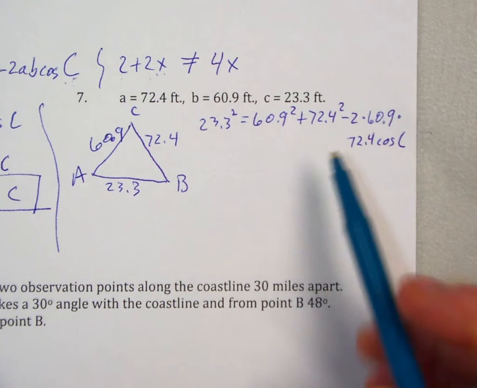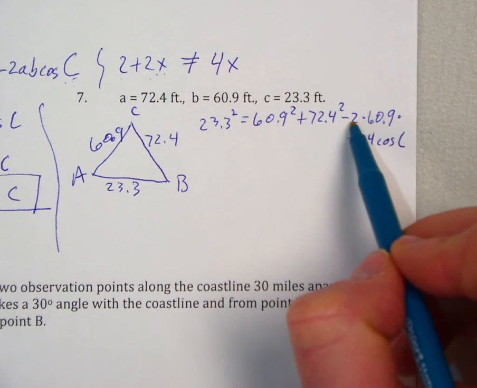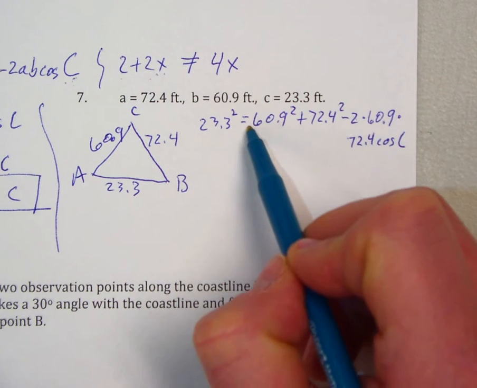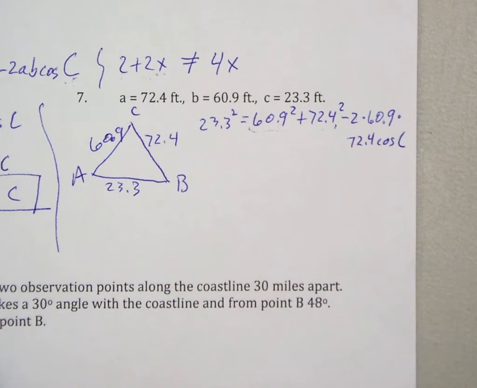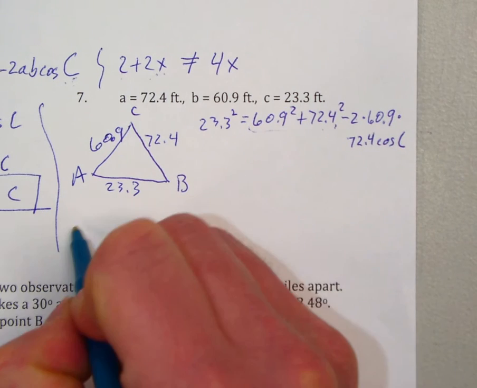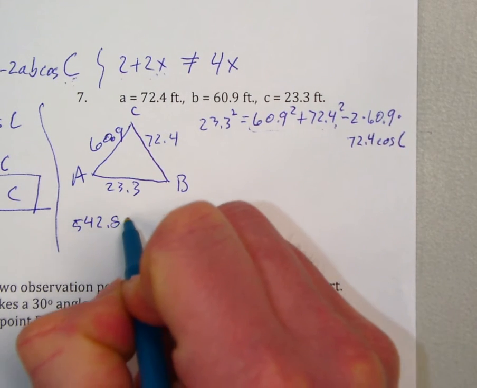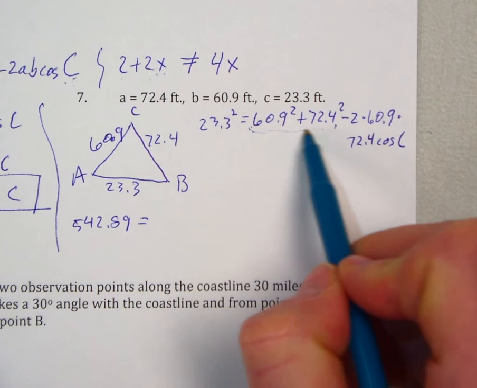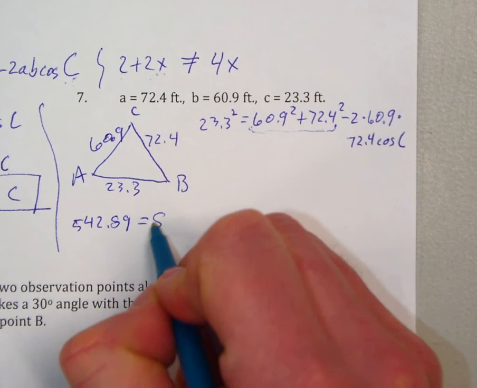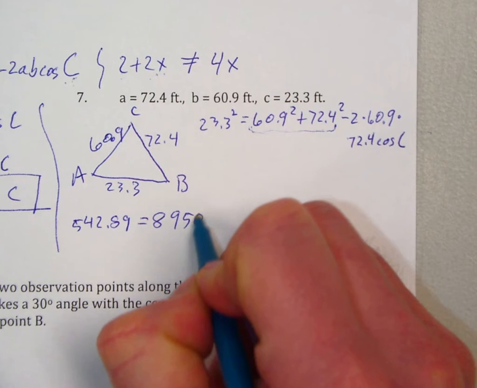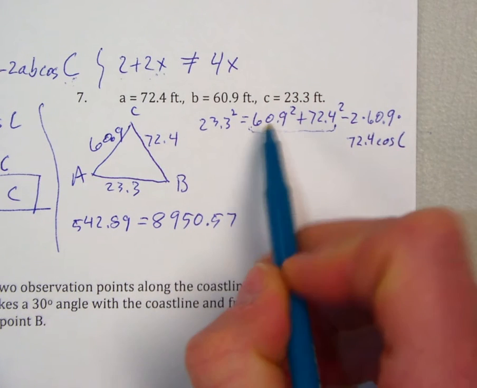Remember once again, guys, that there's 2 groups of numbers here. The ones that are multiplied together, that's one group, and the ones that are added together, that's another group. So if I do this, I'm going to go here on my calculator, 23.3, I'm going to square it, and we're going to call that 542.89 is equal to, figure out what this group right here, 60.9 squared plus 72.4 squared, like that. So this is going to be 8950.57. That's the first group.